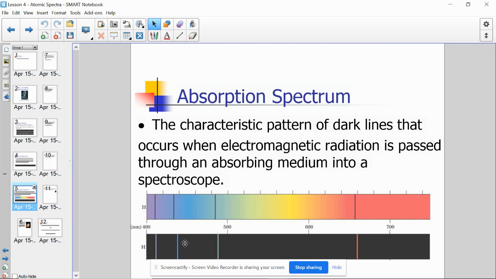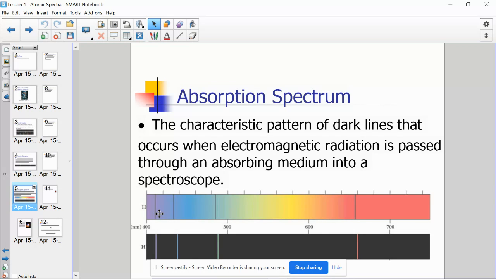So if you look, on the bottom is the emission, on top is the absorption. So what they do here is they shoot basically the electromagnetic radiation through the different medium, and what happens is it then gets absorbed by the hydrogen. So instead of it releasing this violet line, what it's going to do is that hydrogen atom is going to absorb that violet line. So it does the same exact thing. If you notice, these things should line up.